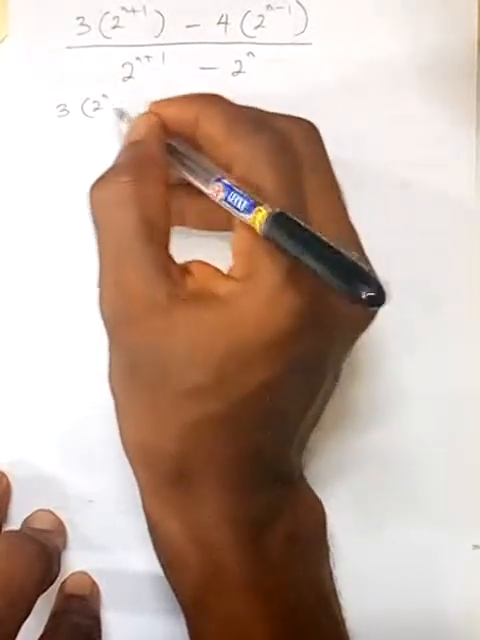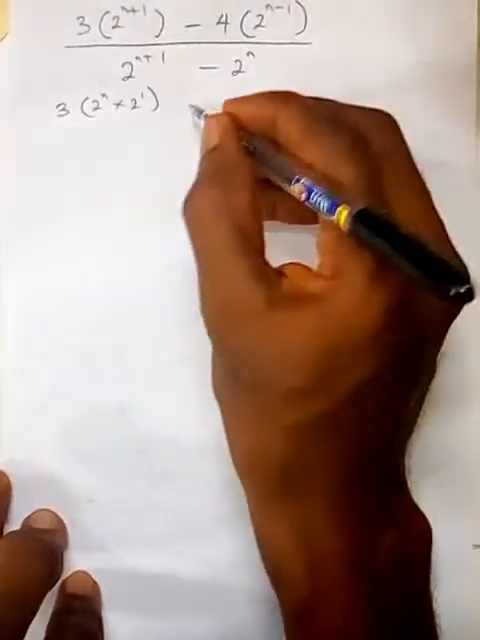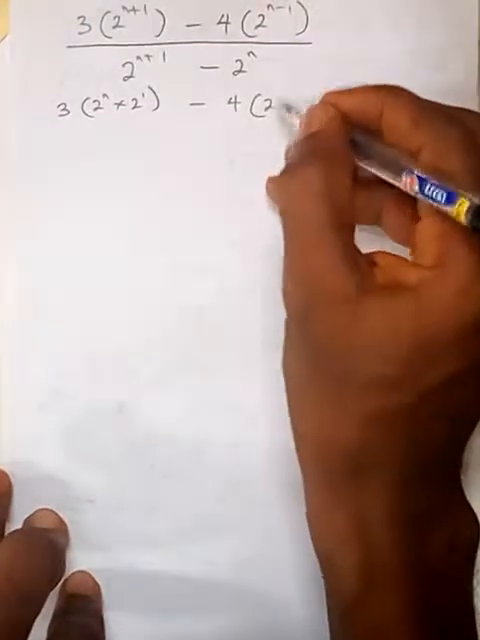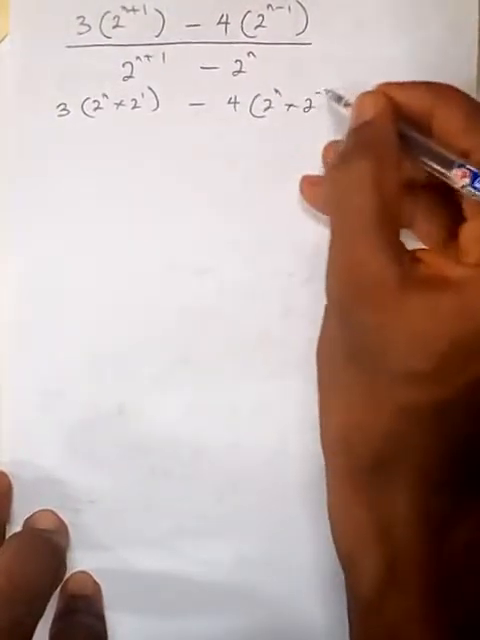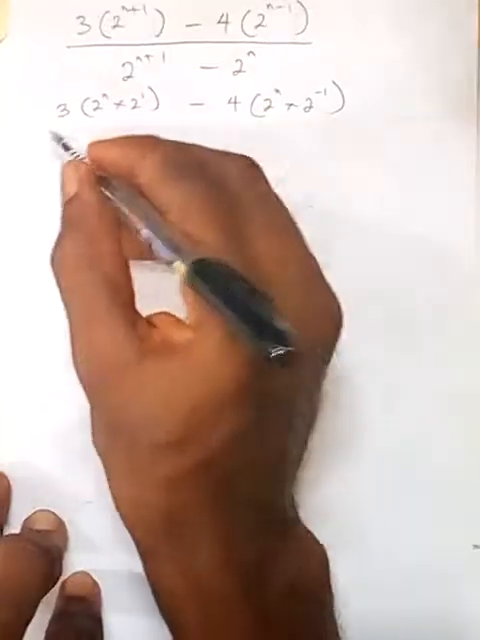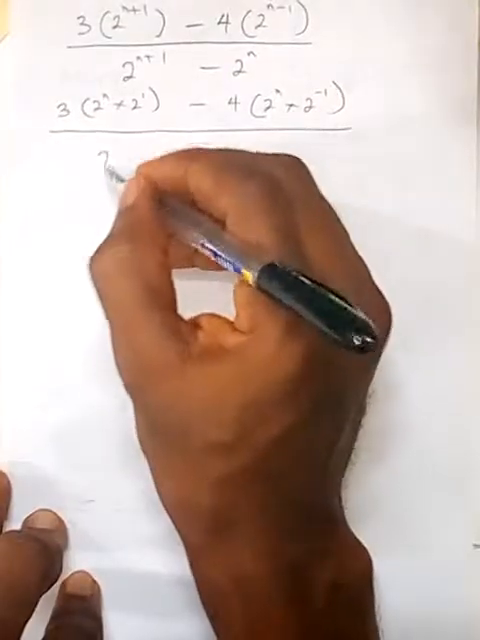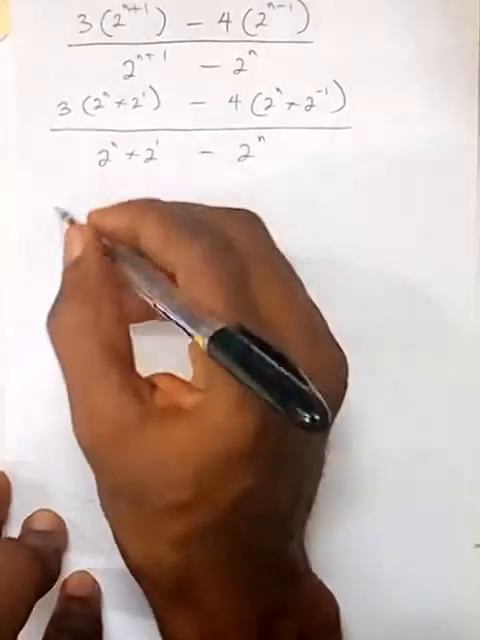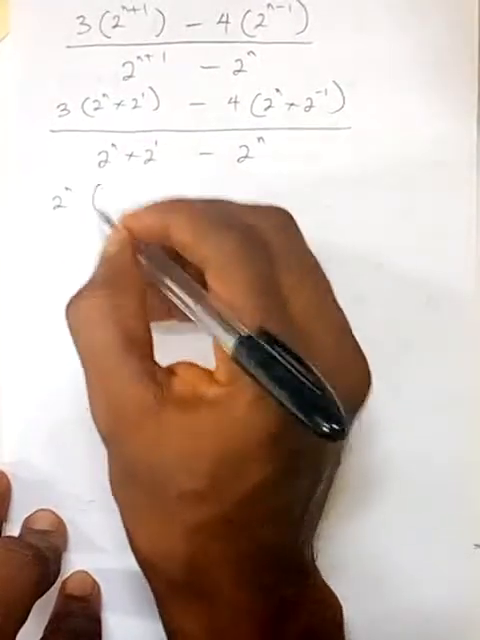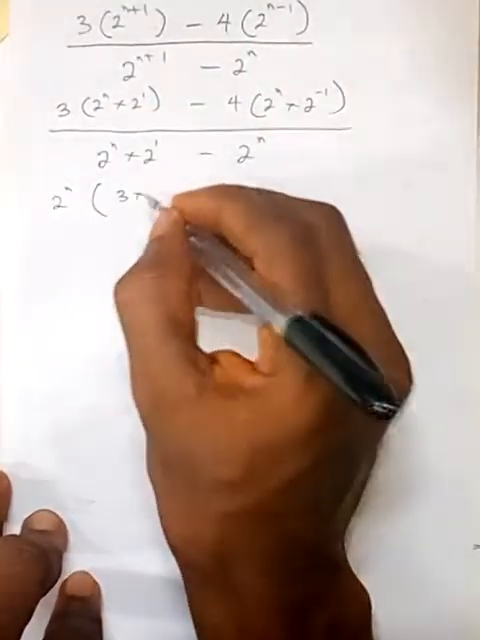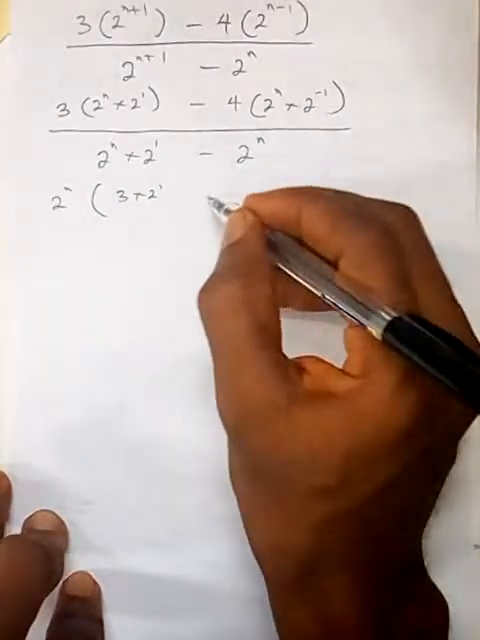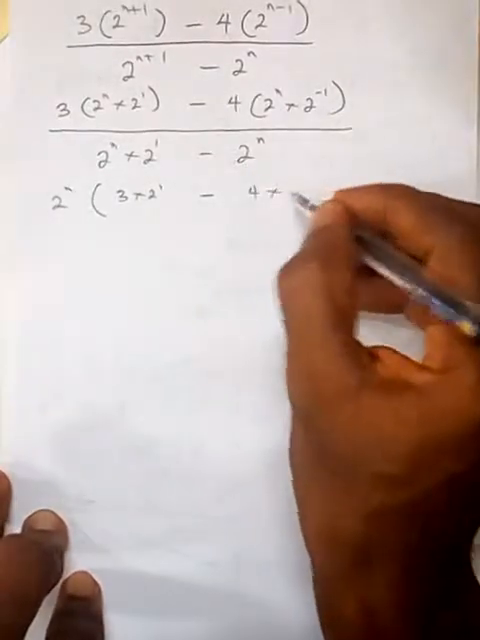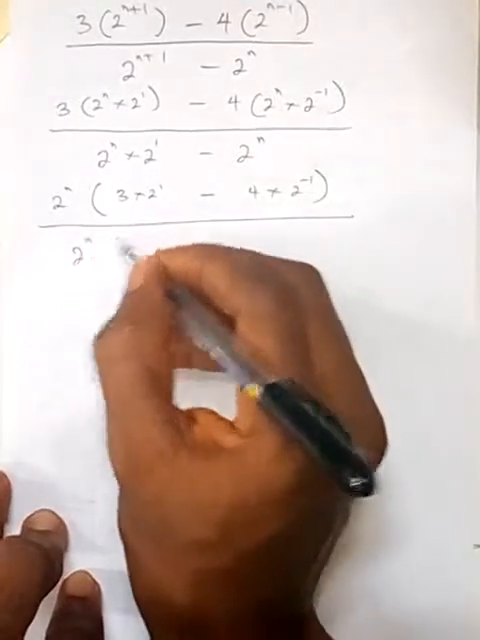So this is 3 times 2 raised by n, 2 raised to the power 1, minus 4, 2 raised to the power n times 2 raised to the power minus 1, over 2 raised to the power n times 2 raised to the power 1 minus 2 raised to the power n. You can see 2 raised to the power n is here, 2 raised to the power n is here. So we'll bring out 2 raised to the power n from the numerator. We'll be having 3 times 2 raised to the power 1 minus 4 times 2 raised to the power minus 1 over 2 raised to the power n here.